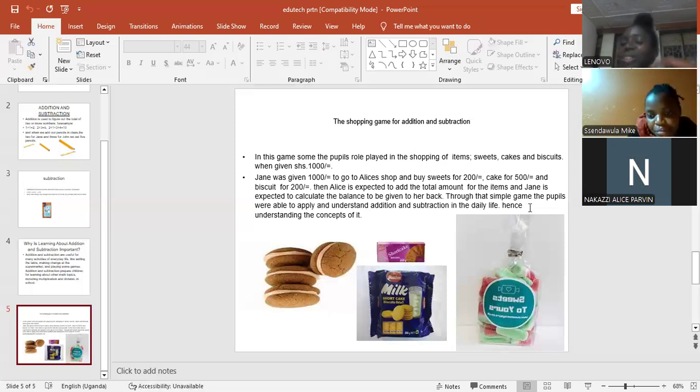From the explanation so far, are you able to understand what is addition? Yes. So I illustrated some pictures. What can you see in picture 1 where the cursor is? I can see cakes, biscuits, and also sweets. Those are the items that Jane went to buy from the shop.